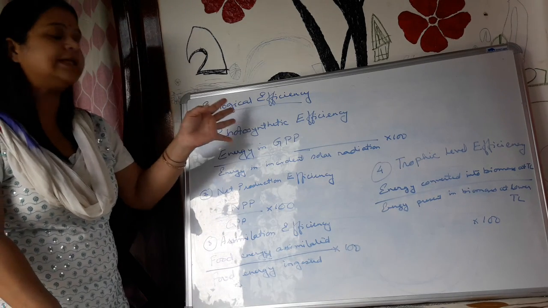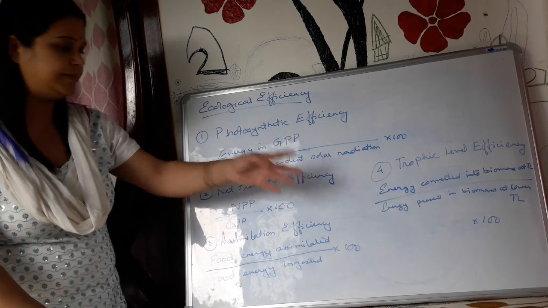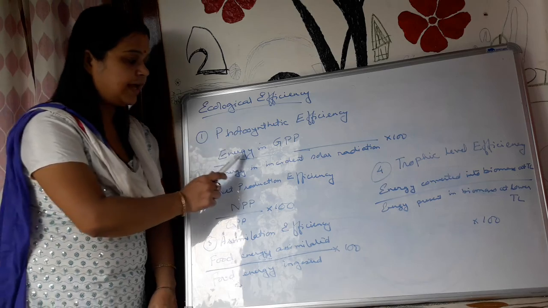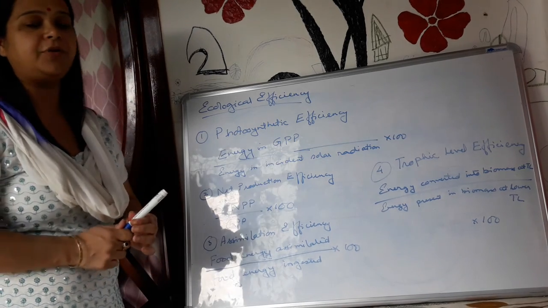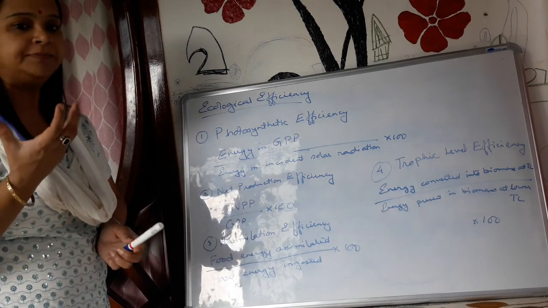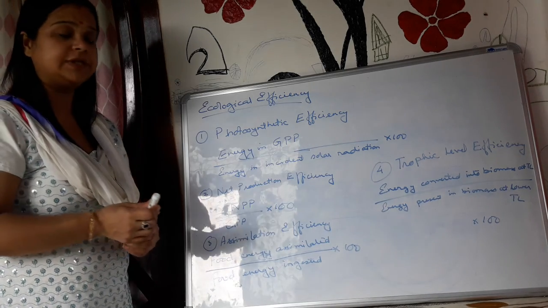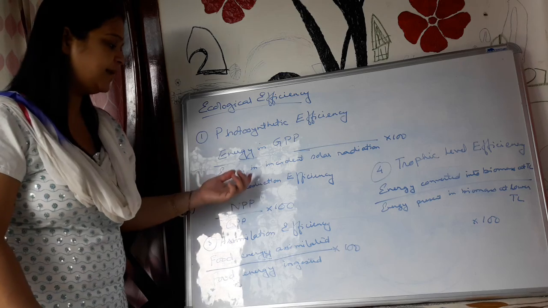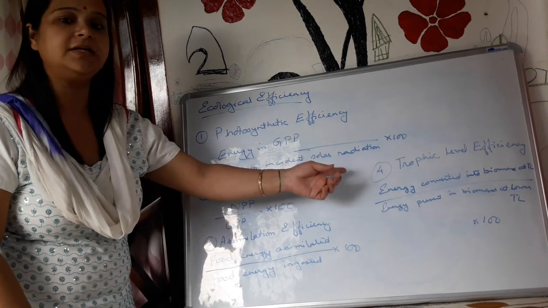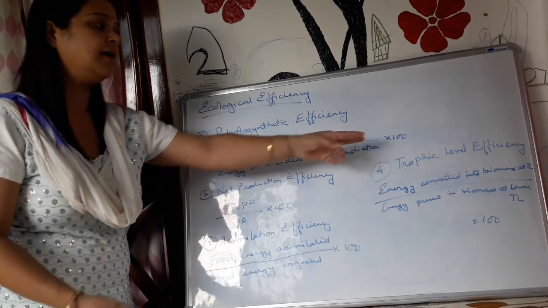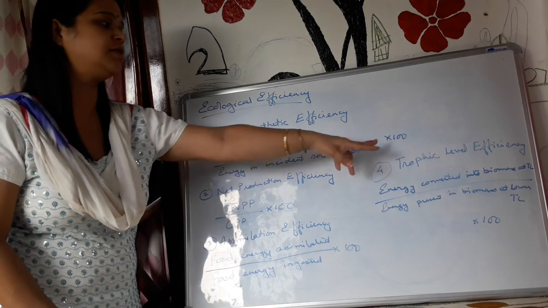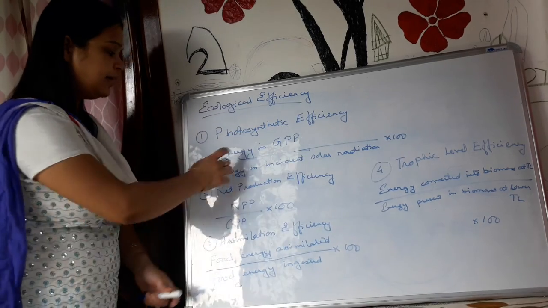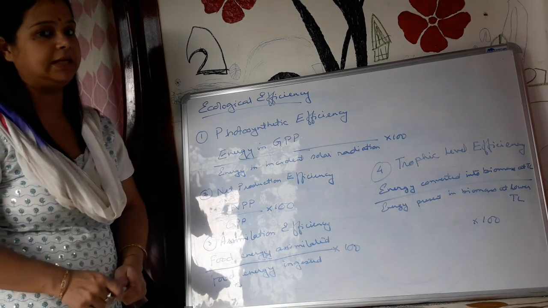Now ecological efficiency can be divided into four types. Photosynthetic efficiency, that means the ratio of energy in GPP, gross primary productivity, that means the total amount of energy formed during photosynthesis is called gross primary productivity, divided by the energy in incident solar radiation, multiplied by 100, because this percentage is always calculated by multiplying with 100. So that particular thing is known as photosynthetic efficiency.